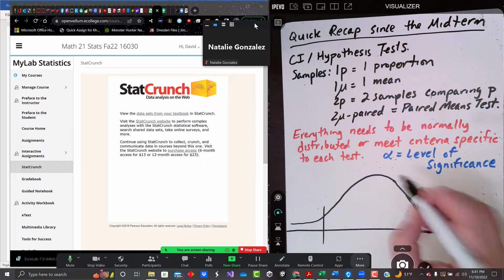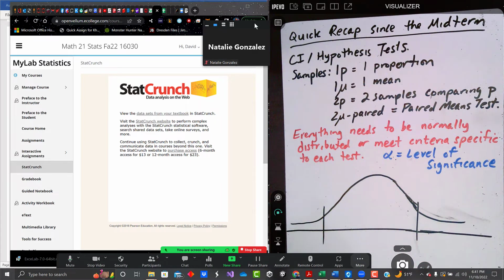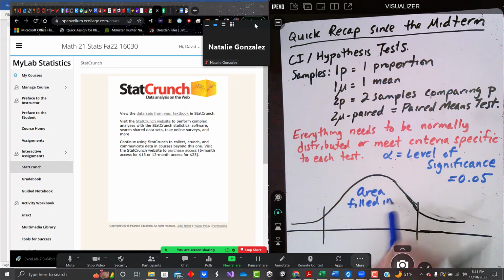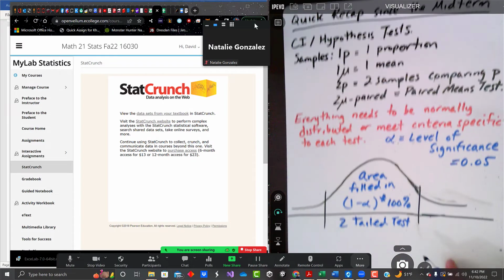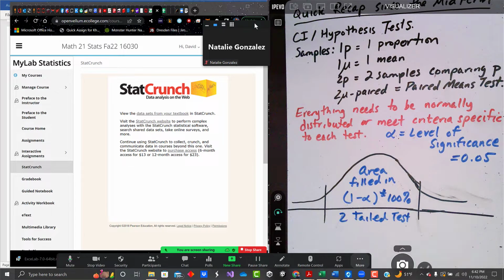So what we've been doing, if this is our level of confidence, like if it's 0.05, the area filled in on our confidence interval is 1 minus alpha times 100%. That's for the two-tailed test. Or we were doing 1 minus 2 alpha times 100 for a one-tailed test, either left or right. And this is like the normal distribution graph.